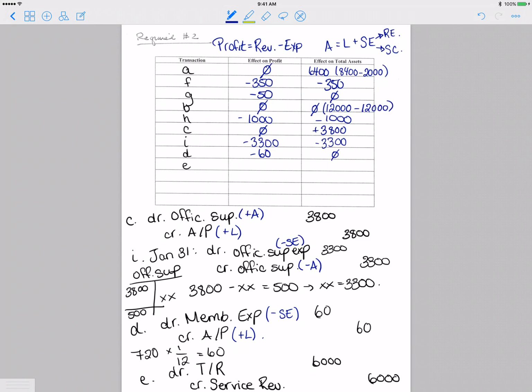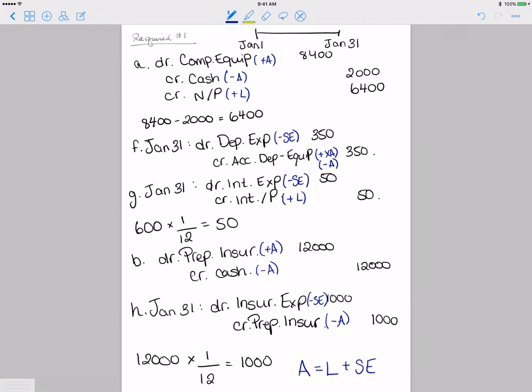We have the services revenues. We have here an asset account that has increased, and we have increased our shareholders' equity through revenues. Therefore, we can go into here and say that we have to increase our profit this time by 6,000, and we have to increase our assets also by 6,000. And that's it. We have filled out the full question.